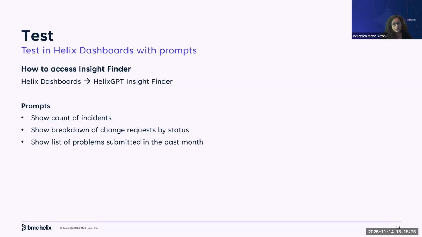Here are just a few examples of the types of prompts that you can use. Show the count of incidents, show a breakdown of the change requests by status, show a list of the problems submitted in the past month. It is really, truly that simple. You ask our agent a data question, and the Insight Finder builds a visualization for you.